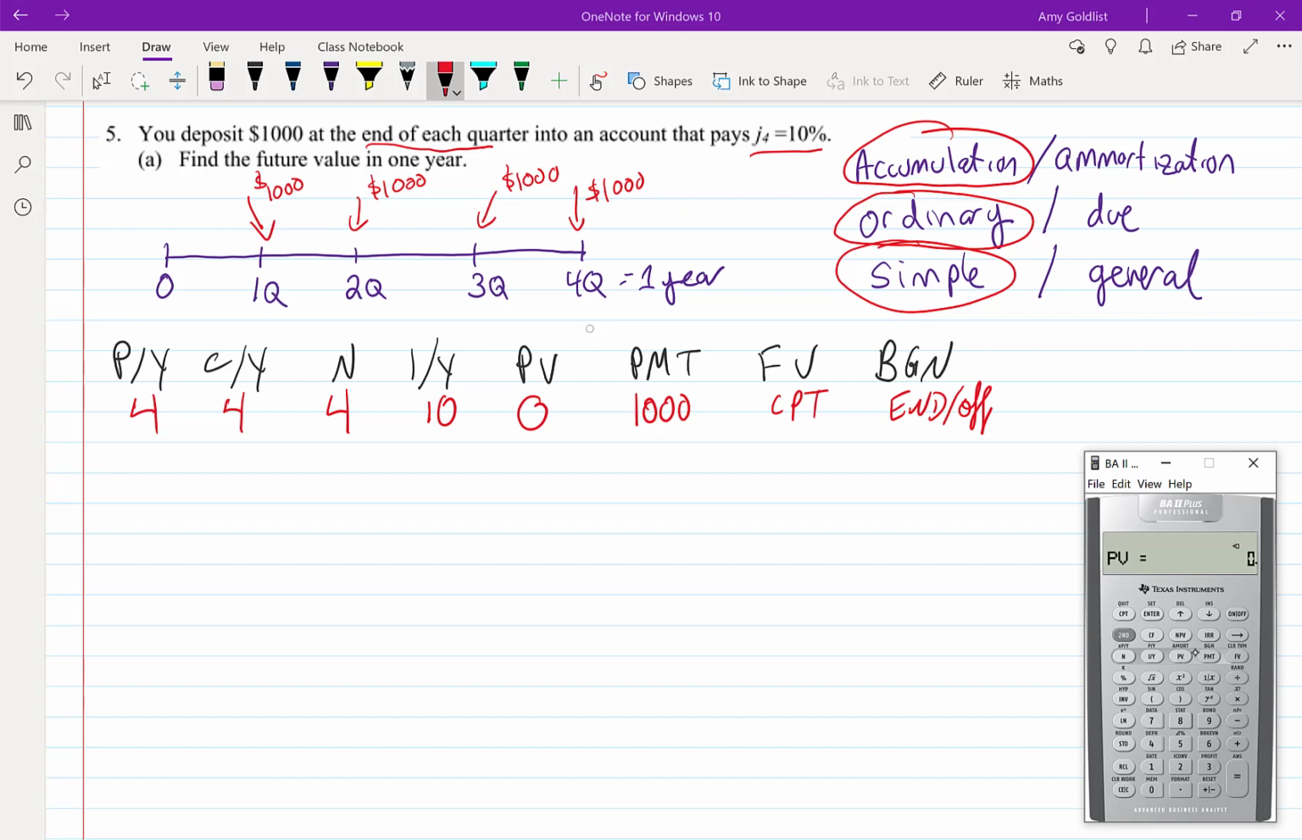And we started with nothing, and I'm computing how much money we have at the end. I get a future value of $4,152.52. That's how much money I have at the end.